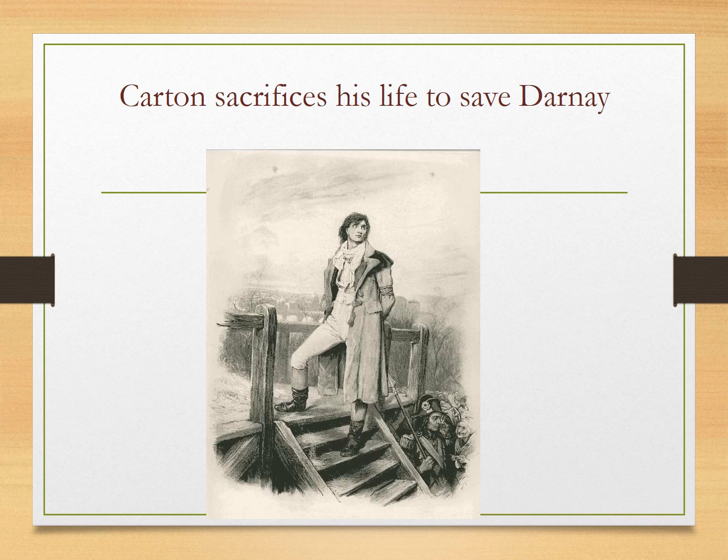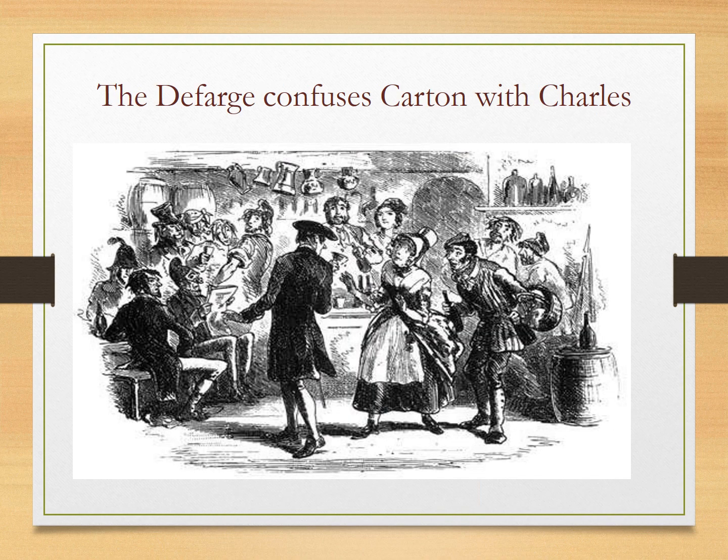Carton sacrificed his life to save Darnay, so he went inside the prison as if he were Darnay and let Darnay come out of the prison as if he were Carton. When Sydney Carton knew that Lucy was heartbroken, he sacrificed his life. He went inside the prison and gave Charles his clothes, so Charles could be released as if he were Carton, and Carton is going to be put in the guillotine and executed.